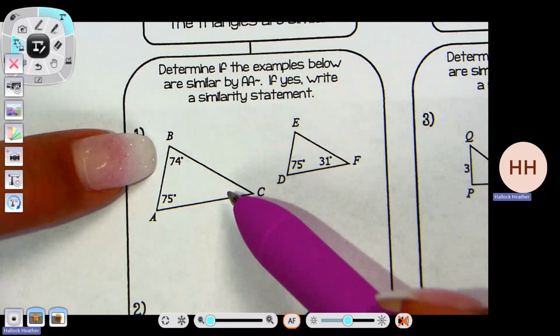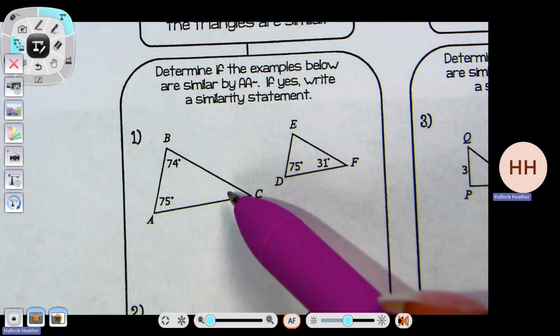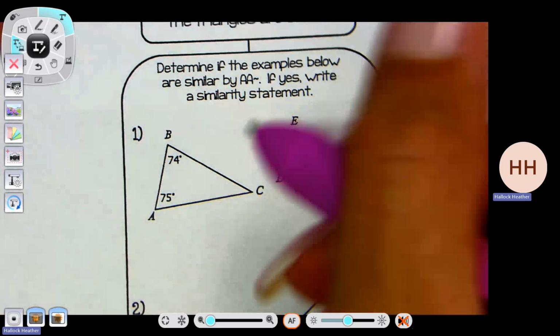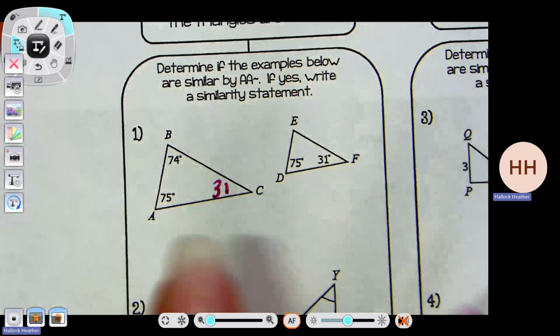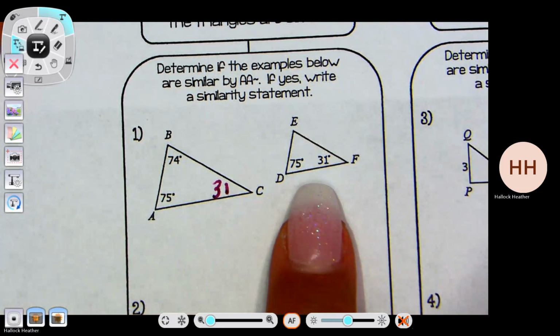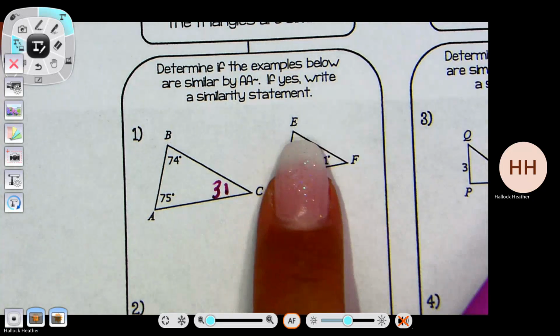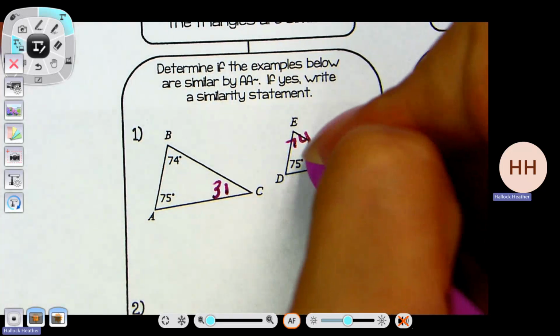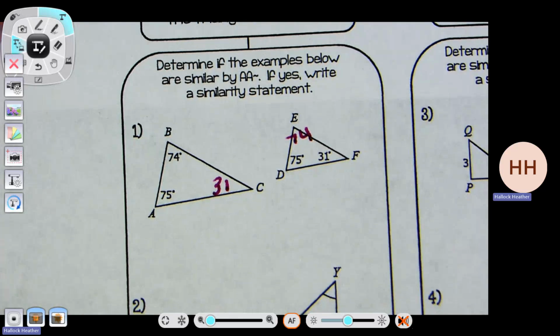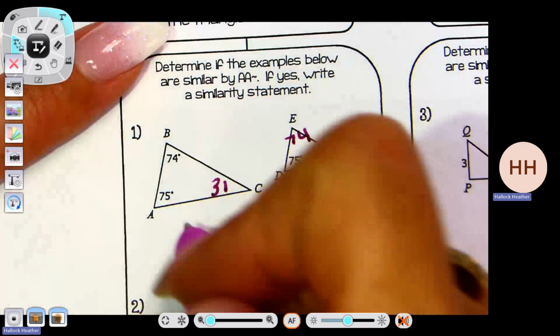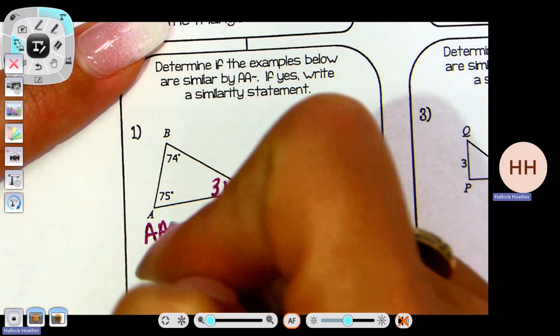So what's this missing angle in this triangle? If you add them and subtract from 180, 31. Okay. If I look over here, what's going to be that top angle if 75 is here and 31 is here? 74. Because the angles match, you need technically only 2, because if 2 of them match, the third will automatically match. Once you know 2 of the angles match, automatically they are similar by angle similarity.